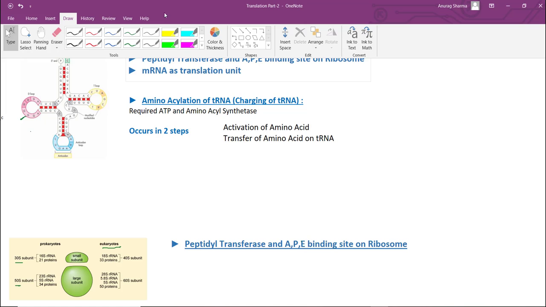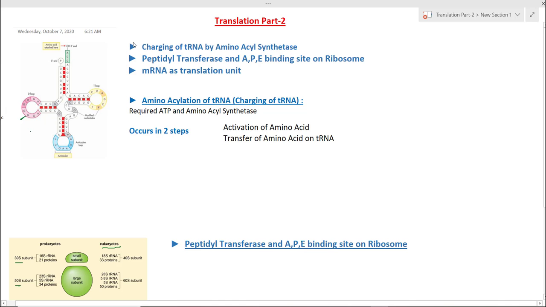In my earlier video, I discussed the tRNA, the adapter molecule, and its structure. These are the different loops of tRNA. This is the D loop, the T loop, the amino acid binding arm, and this is the anticodon loop. This D loop is also known as the amino acid synthetase recognition site.